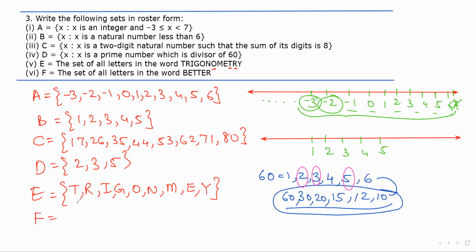F is a set of all the letters in the word better. Here T is repeated, and E is repeated. So we write them only once. B, E, T, and R.